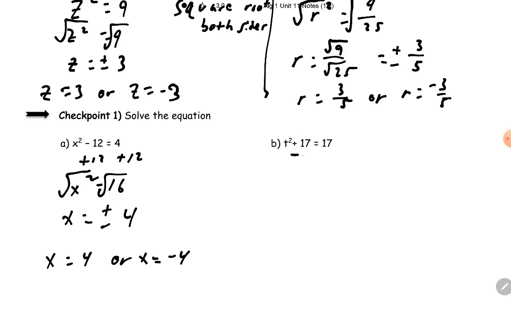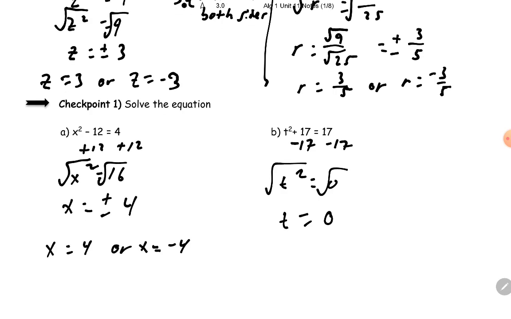Here I have a positive 17, so I'm going to subtract it, and I'll get t squared equals 0. Well, luckily, nothing bad happens. T equals 0. 0 can't be positive or negative, it's 0. It's neutral. So we only have one answer there.